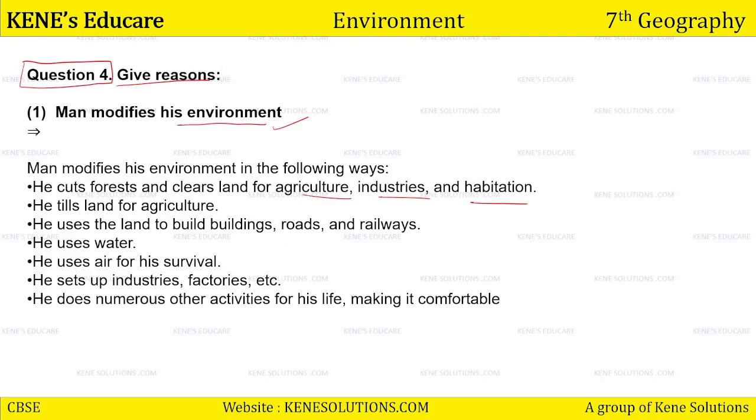Second reason why man modifies the environment, because he tills the land for agriculture. Then the man uses the land to build buildings, roads and railways. Then man uses water, man uses air for his survival, man sets up industries, factories, etc. And man does numerous other activities for making his life comfortable. That is why man modifies his environment. Okay.